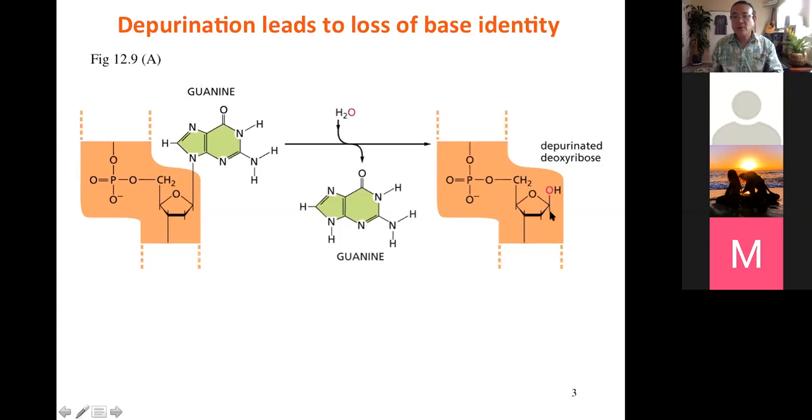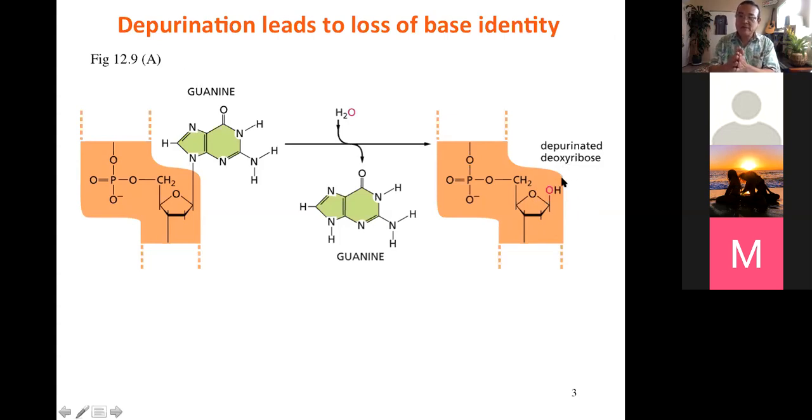Okay, so if this DNA strand were still part of a double helix, maybe this isn't such a big deal, because when mismatch repair enzymes or other types of DNA repair enzymes come along, they could still see that this missing base, this depurinated deoxyribose location, is across from something like a cytosine, right? And so therefore, it would know that the thing that needs to be replaced here is a guanine.